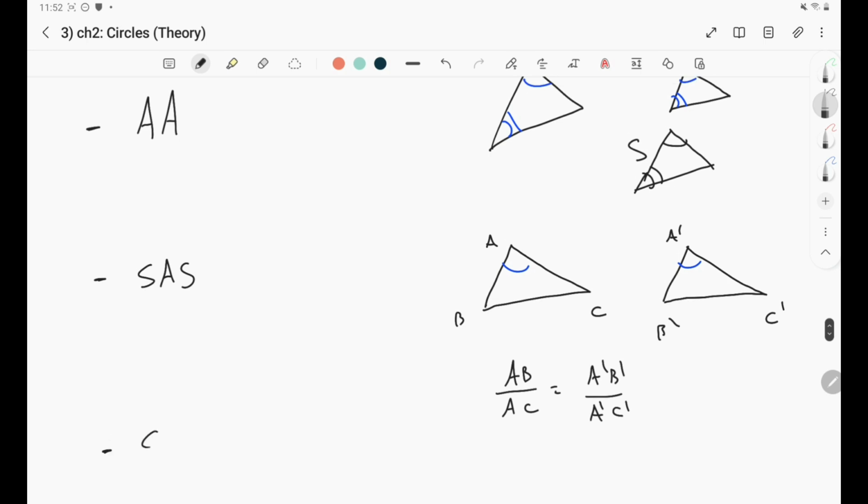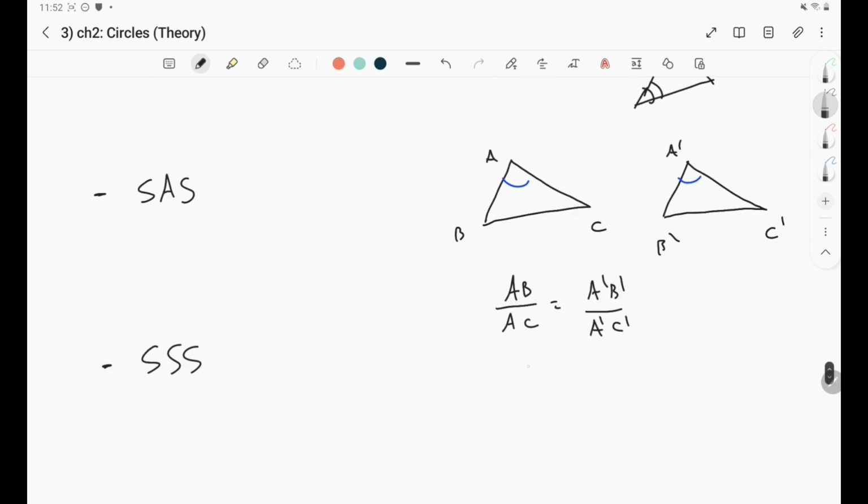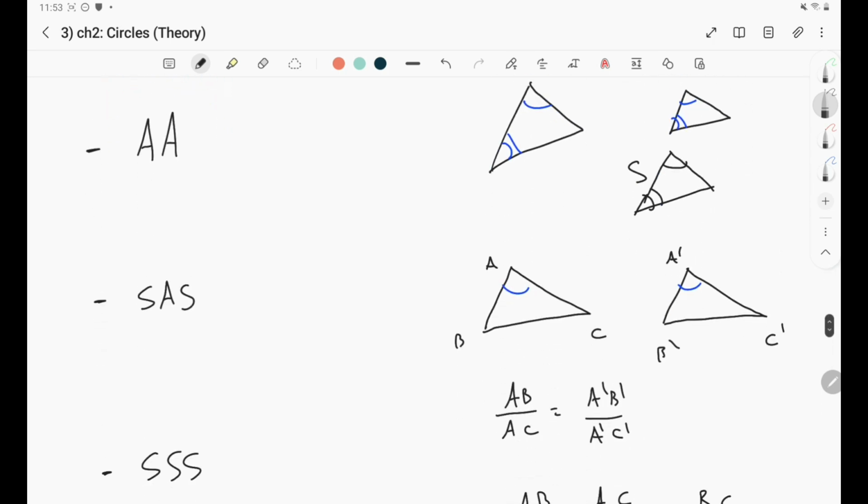Okay, finally, we also have SSS. So if you have kind of the same thing, but AB over A prime B prime is equal to AC over A prime C prime equal to BC over B prime C prime, then this also proves it. And again, the idea is simple. Take a scale factor k to make A prime B prime equal to AB. Automatically all the rest will be equal, and hence you will get SSS congruency, and that just proves it.